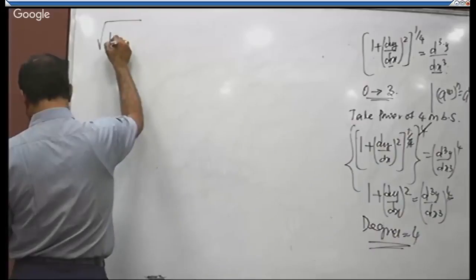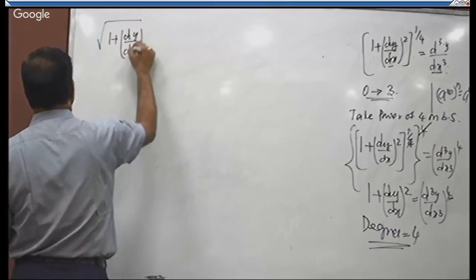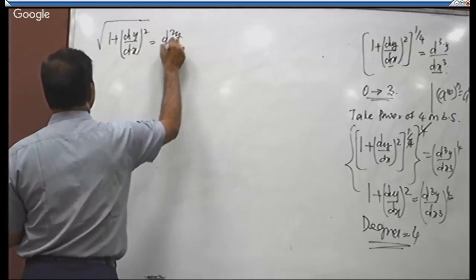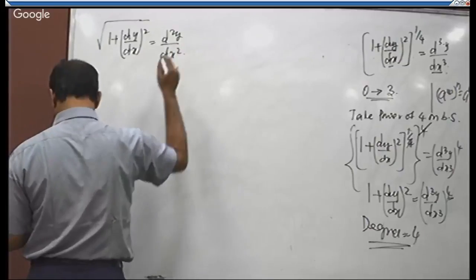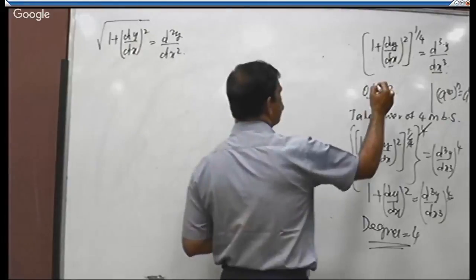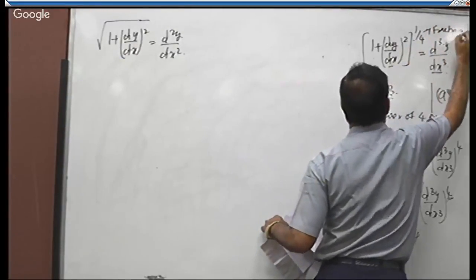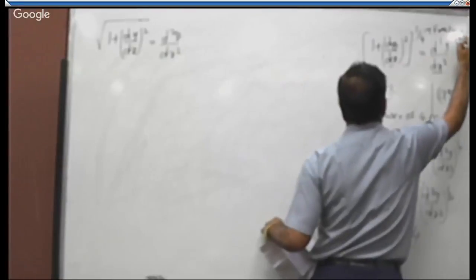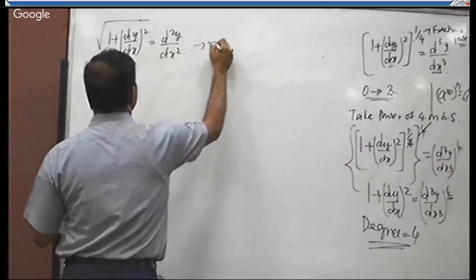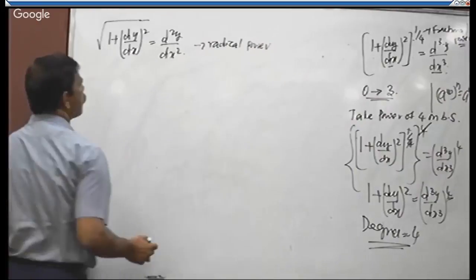Next one, root of (1 plus (dy/dx) whole square) is equal to d square y by dx square. So this is fractional power, correct? This is called fractional power that we have to remove first before saying order and degree, right? This is what? Radical power. The root is there, right?